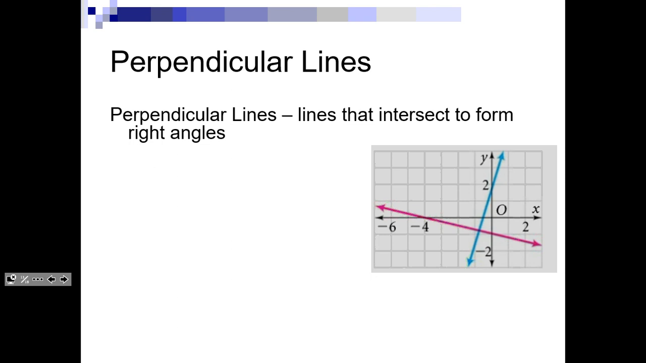So now we are looking at perpendicular lines. And perpendicular lines are two lines that intersect to form right angles. So the angle created is a 90-degree angle.